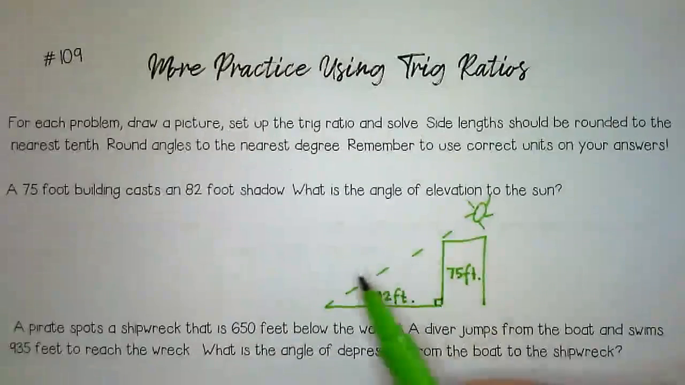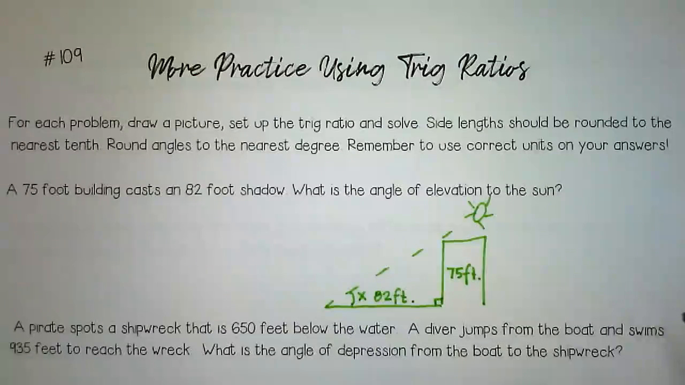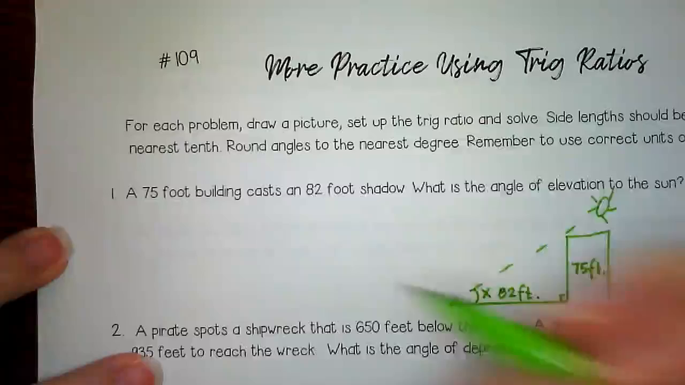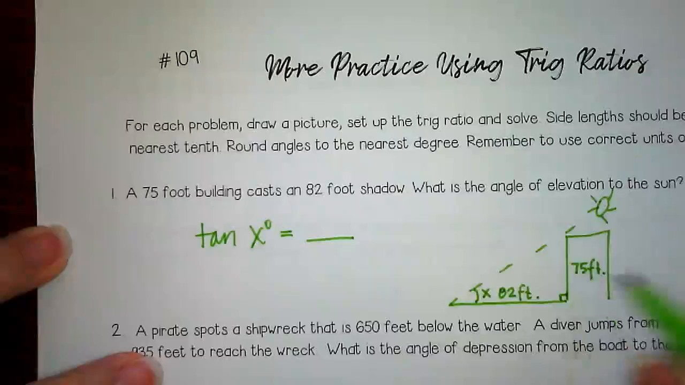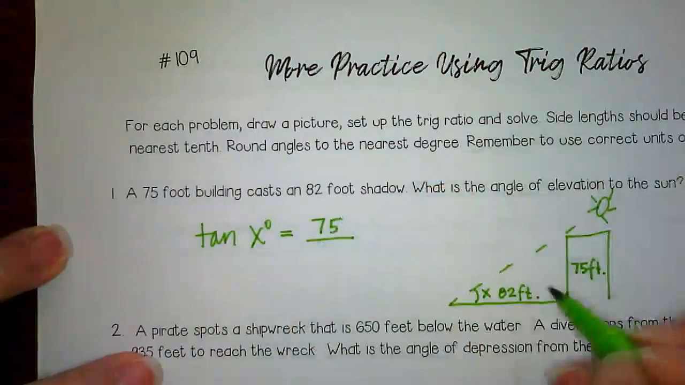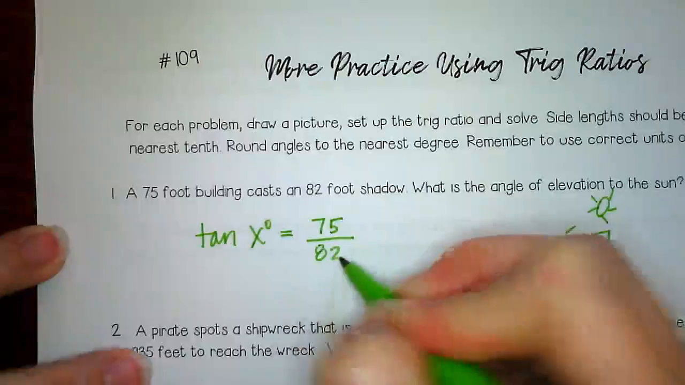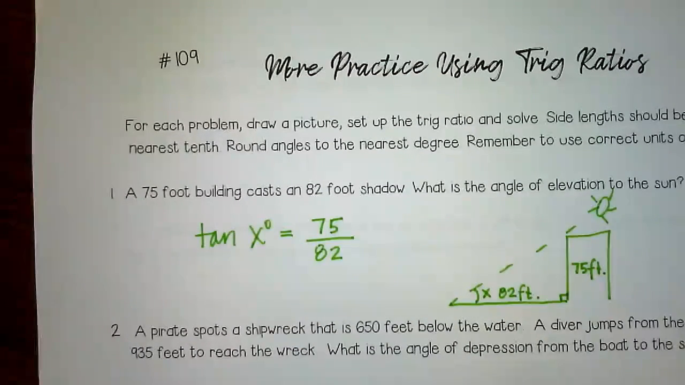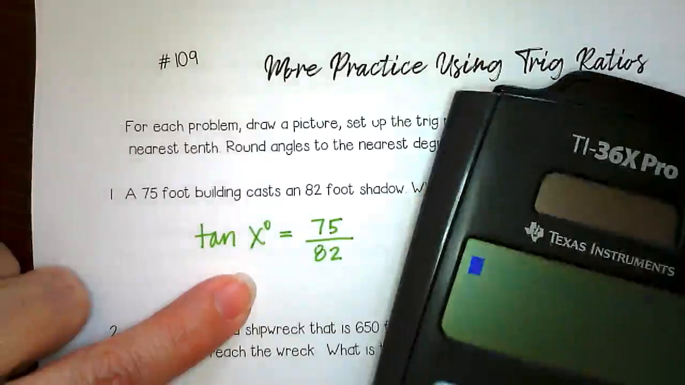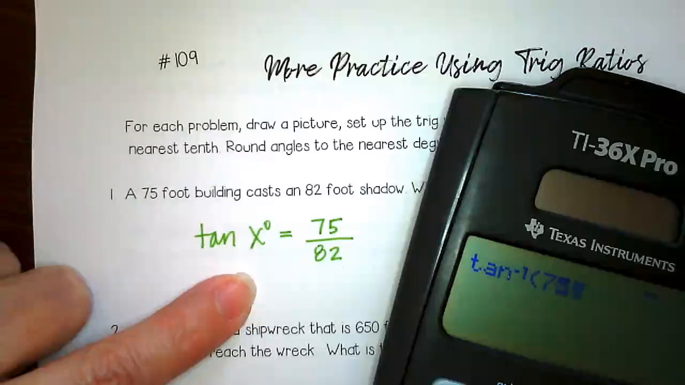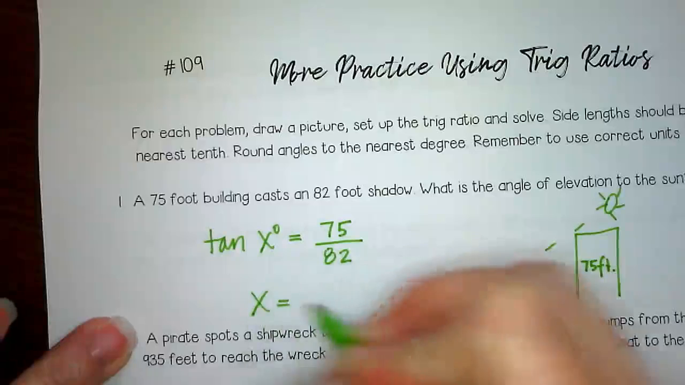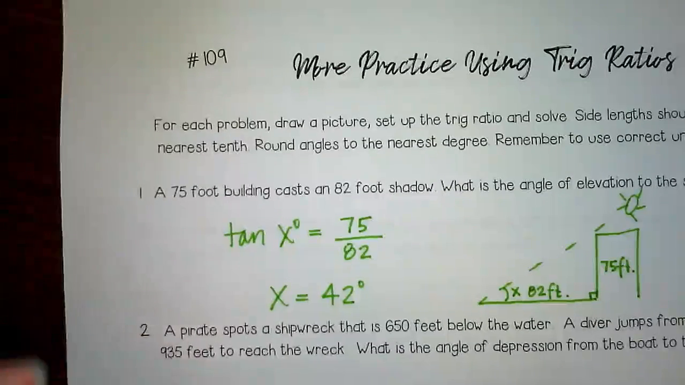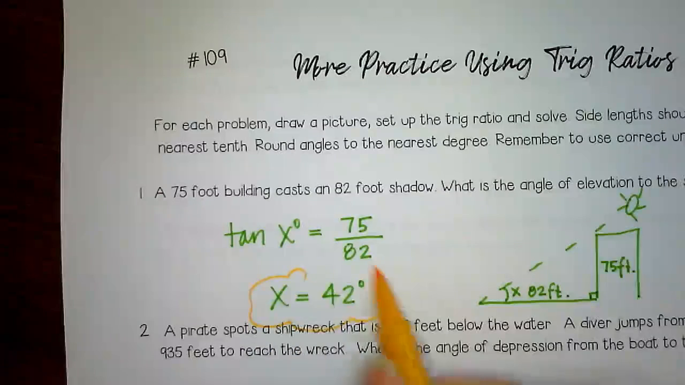Here's our right angle. So what is the angle of elevation? We do not know what the angle is. This looks like tangent. So the tangent of x is opposite, which is 75, over adjacent, which is 82. So we're going to grab our calculator, and we're looking for the angle, which means we have to do the inverse tangent of 75 over 82, and that looks about a 42-degree angle. So we're going to say this is a 42-degree angle of the sun.